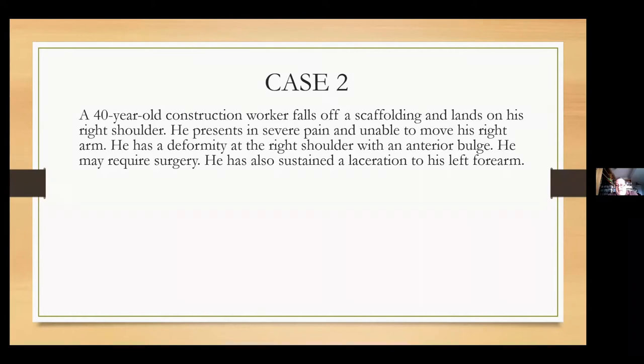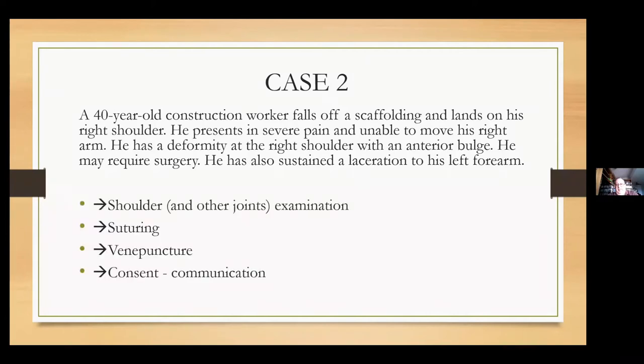So similar to what Dr. Rafiq was saying in the previous scenario, some of the skills that will be brought to this scenario would be your ability to examine the shoulder joints and other joints, because you can't assume that it is only his shoulder joint involved. Because of the laceration, he may need suturing. And so that's the skill that you need to bring to this 40-year-old.